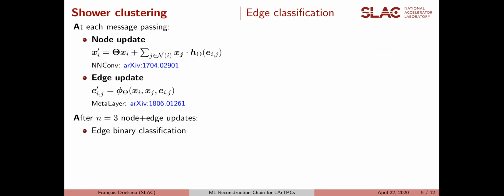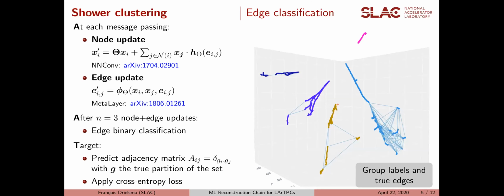The reason for this is that if we do the update more than 3 times, it turns out that it doesn't improve the predictive power of our reconstruction. And what we're actually trying to predict that's important is that we want the network to say that an edge is on if it connects two fragments that are within the same group. So we are kind of building a complete graph within each of the shower groups.